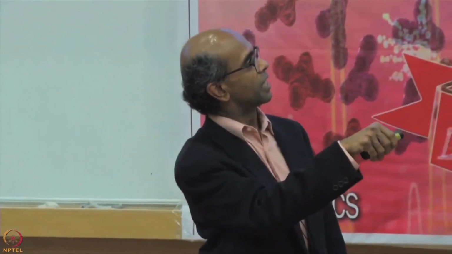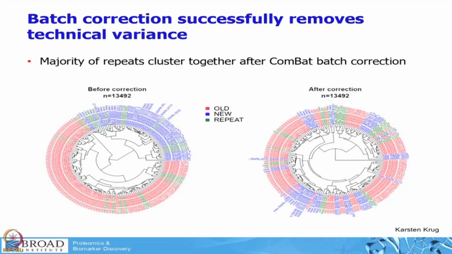So the left side shows hierarchical clustering. Hierarchical clustering groups similar things together. So when you say, here are all my samples, show me things that are similar and put them together, you can see all the blue ones, which are the new batch, grouped together. All the red ones, which is the old batch, grouped together. And the green things in the middle are the replicates. So even the replicates don't go together, they go with the batch. So this is a very strong batch effect that overrides any biological signal you might have.